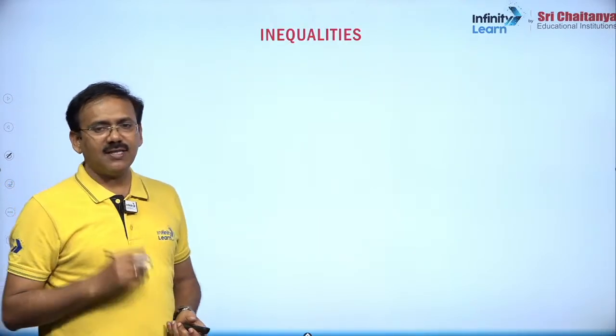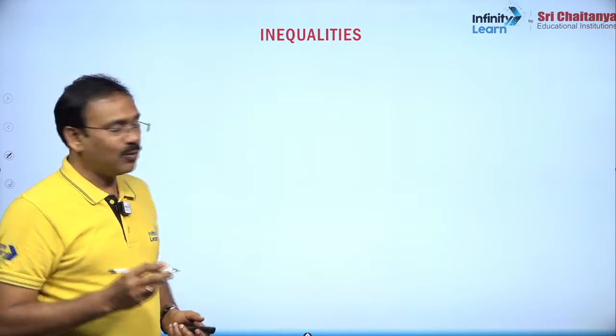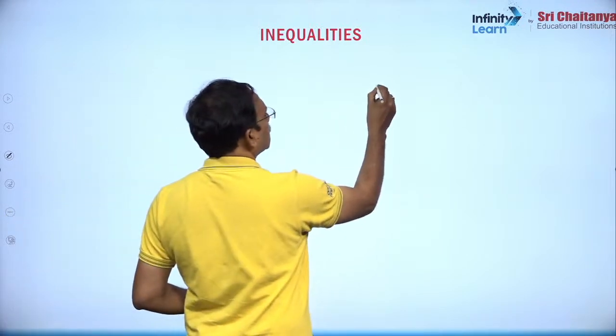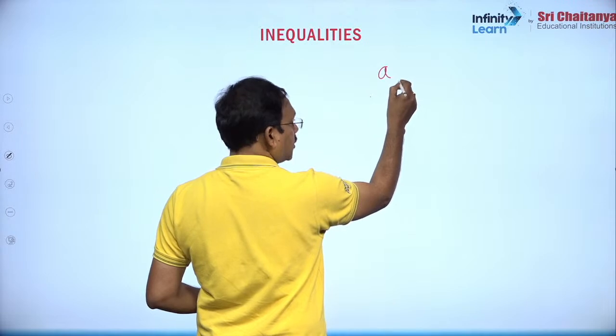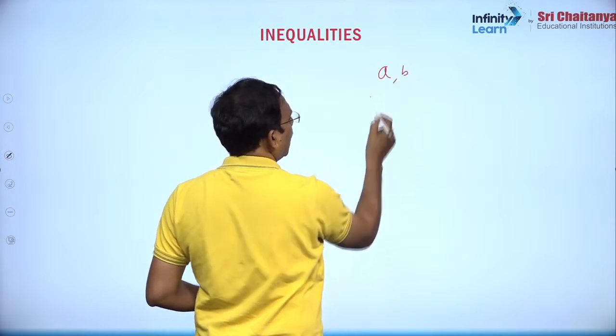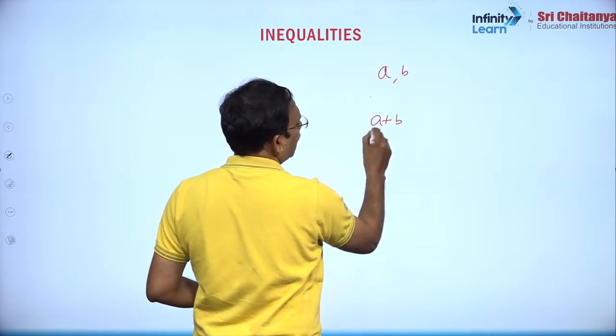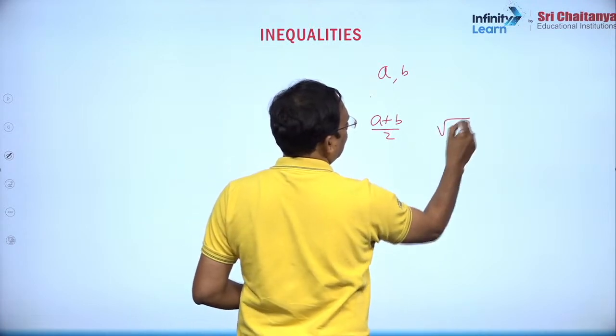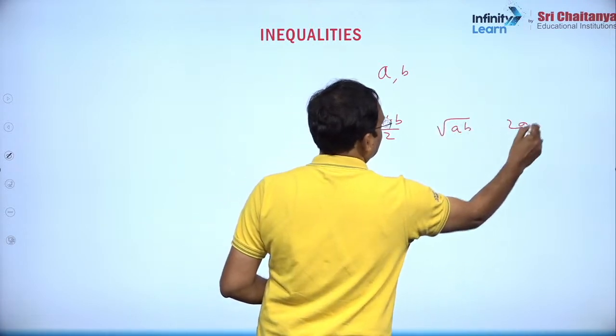So as far as inequalities are concerned, the most important inequality is: suppose if you take two positive numbers a, b, you know the arithmetic mean, geometric mean and harmonic mean. This is the one.